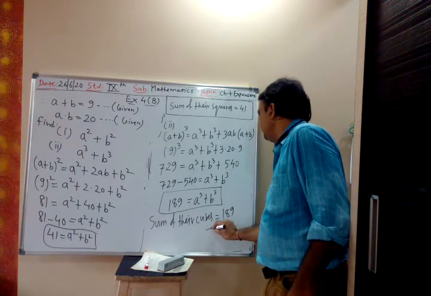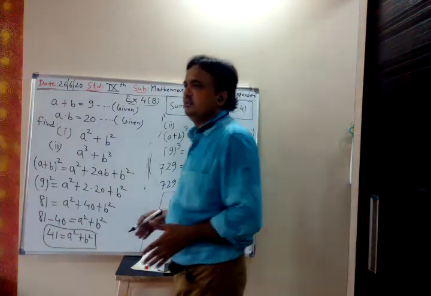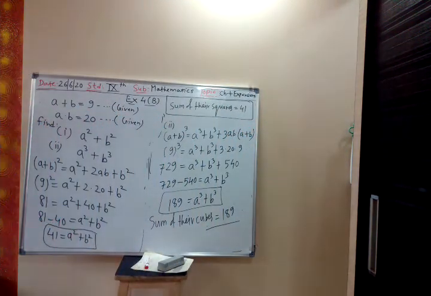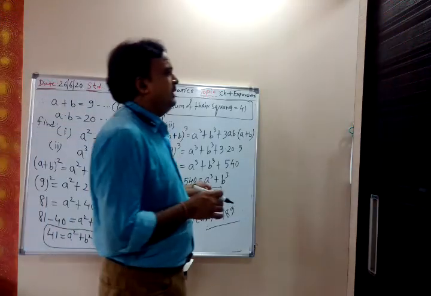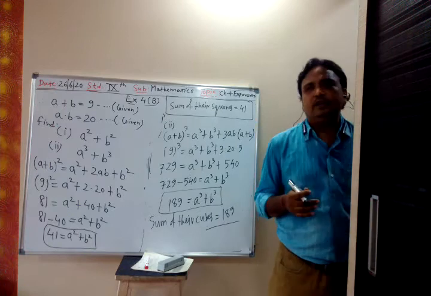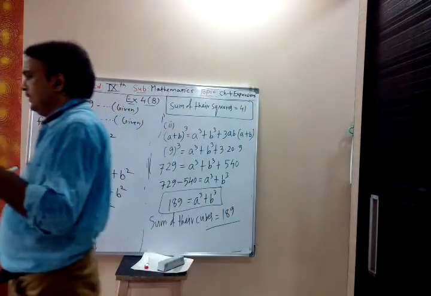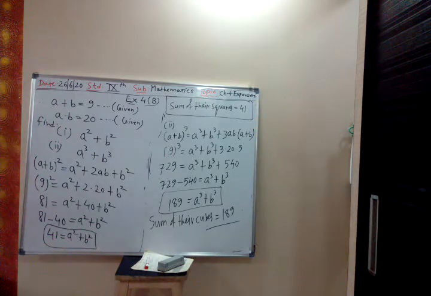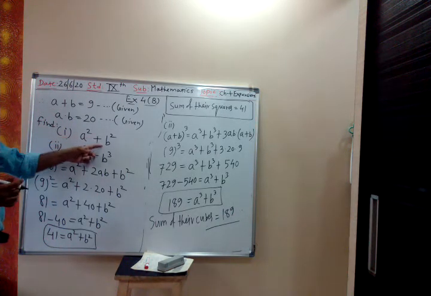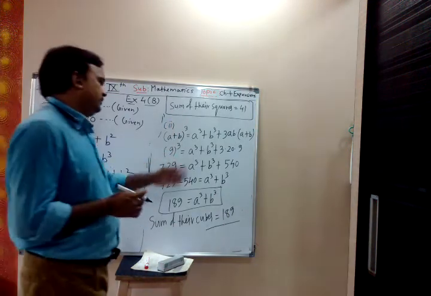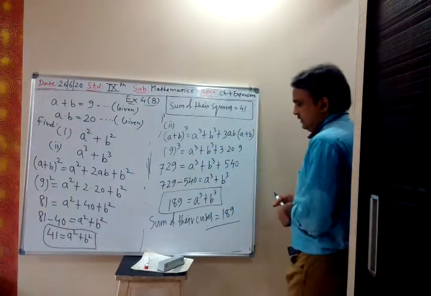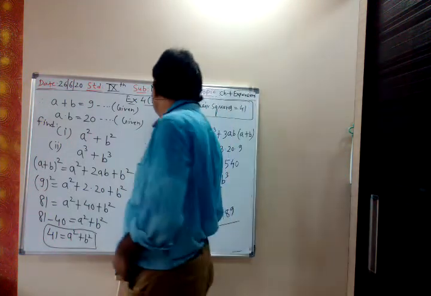The answer can be negative, the answer can be positive, it does not matter. A and B we don't have to find in this. In this we have to find the sum of their squares and the sum of their cubes. A and B can take different values. There will not be only one value, there will be so many different values. But our question is only to find the sum of their squares and the sum of their cubes.